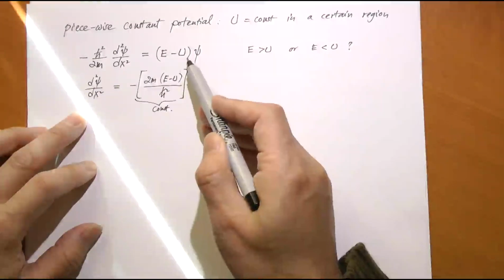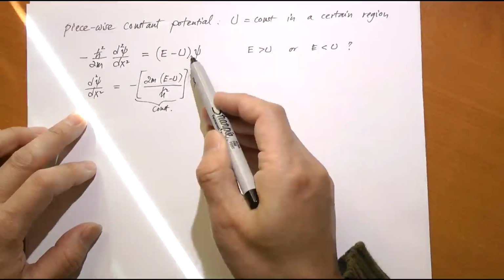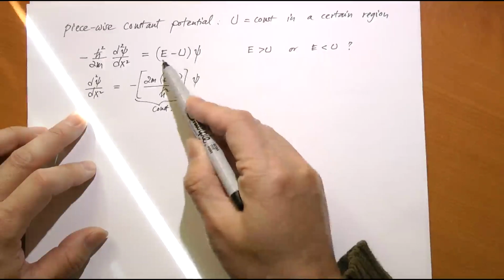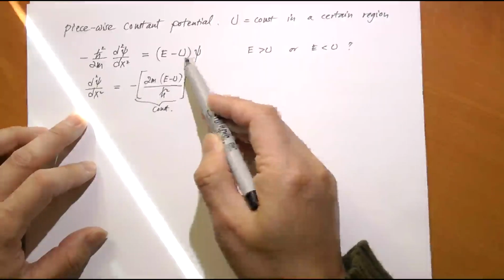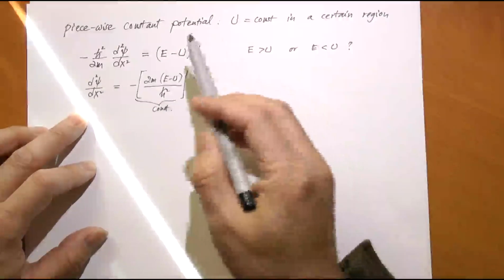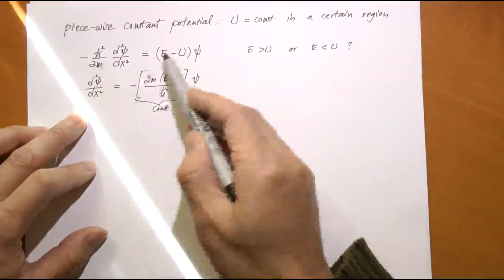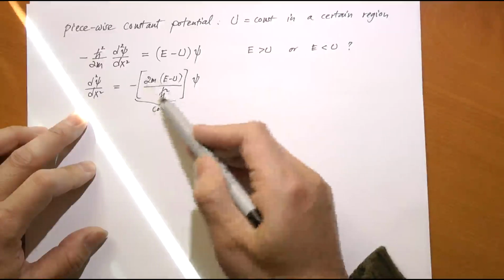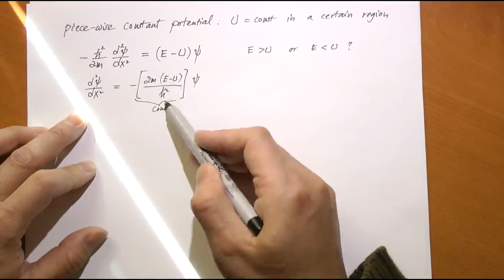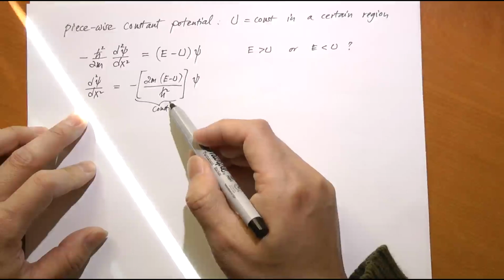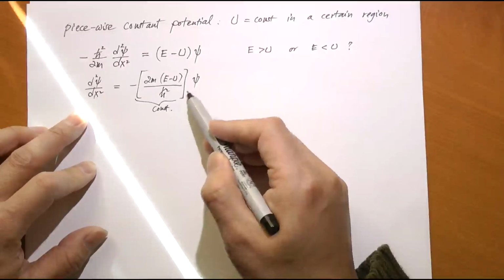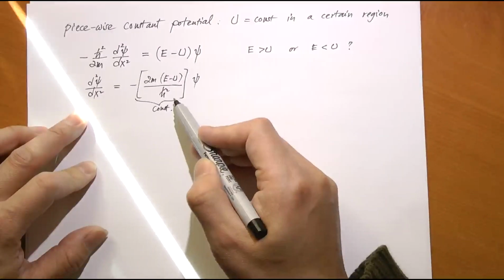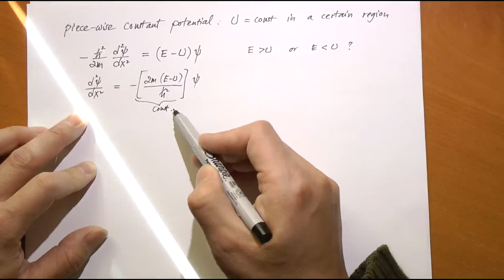I have rewritten the Schrödinger's equation by moving this U term to that side. Now, U is a constant in a given region. So E, of course, is also a constant, so E minus U is a constant. And I'm now moving 2m over there and h bar squared down there. So I get this combination, okay? 2m times (E minus U) over h bar squared. This whole thing must be a constant in a given region. When you go to a different region, U changes, and you get a different constant. But for every region, you have a given constant.